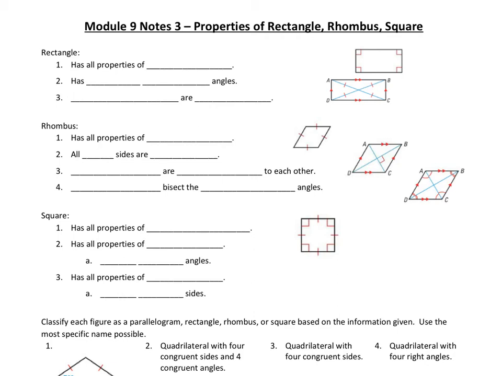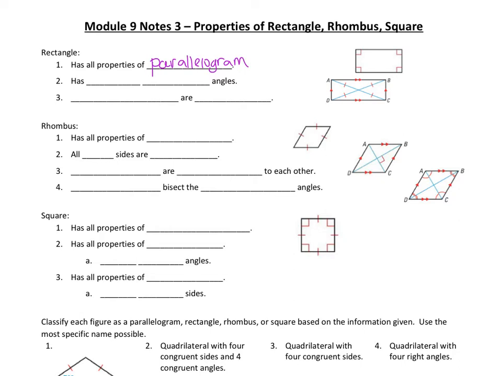Now that we have learned about parallelograms and what creates a parallelogram, we're going to look at three specific types of parallelograms: a rectangle, rhombus, and a square. So first off, for a rectangle, there are three main properties that we need to know about them. And first off, it has all the same properties of the parallelogram.